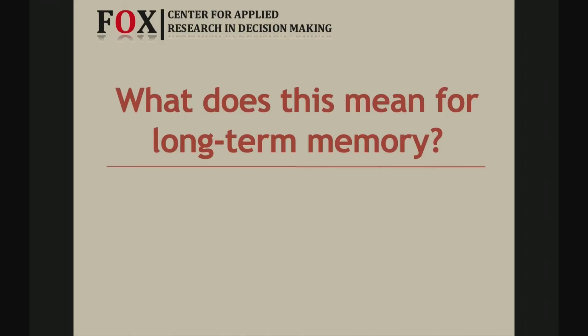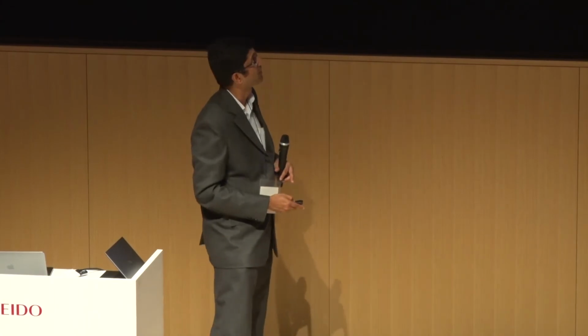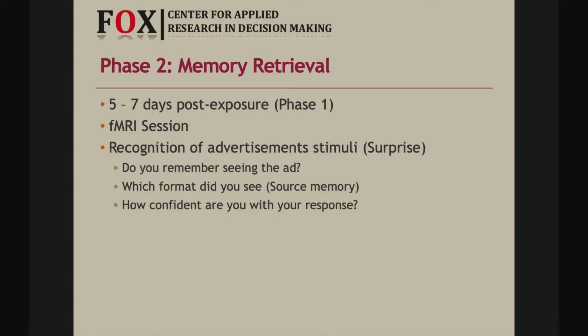All right, now what does all this mean for memory? Okay, so remember there are two phases. All the results I've shown you are during encoding. What happens a week later? About 5 to 7 days later, it's really hard to get it exactly right because of availability of the scanner and stuff. So we had a minimum of 5 days and a maximum of 7 days post-exposure.